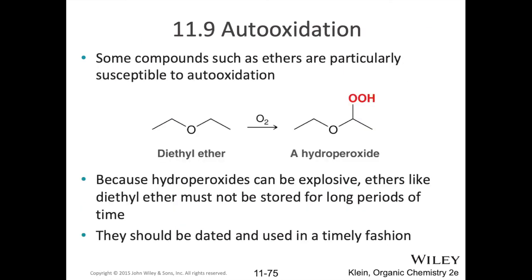Now, in the case of cumene, that's not a huge issue. But for some molecules, this can be really dangerous. There are certain hydroperoxides, like the one that forms with diethyl ether, that make a relatively explosive product. And so that's why these molecules don't have a long shelf life. Not only because they don't last long, but it's dangerous to keep them on the shelf that long, which gives them more of a chance to form these explosive byproducts.